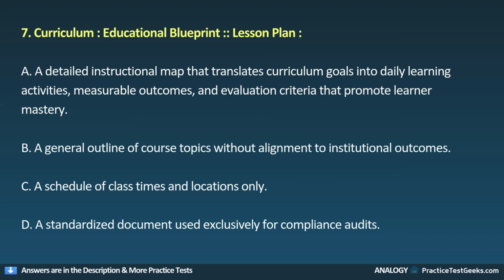7. Curriculum, educational blueprint, lesson plan. A, a detailed instructional map that translates curriculum goals into daily learning activities, measurable outcomes, and evaluation criteria that promote learner mastery. B, a general outline of course topics without alignment to institutional outcomes. C, a schedule of class times and locations only. D, a standardized document used exclusively for compliance audits.